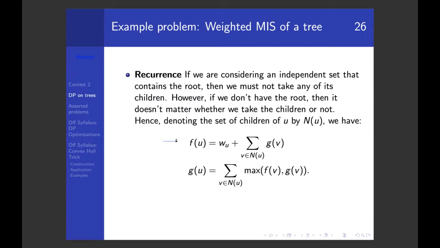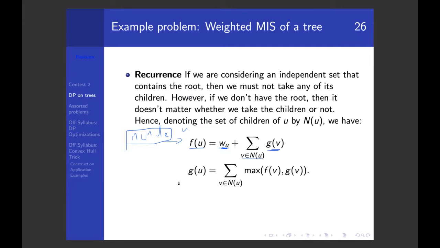This is if we include u. Writing is hard. And the options are our weight, that's the weight of u, plus for each child, g, which is do not include. So we're taking us and the maximum of all our children if we don't include those children.